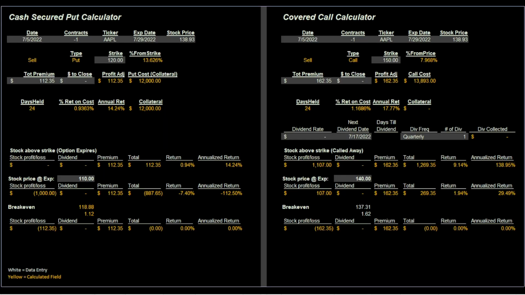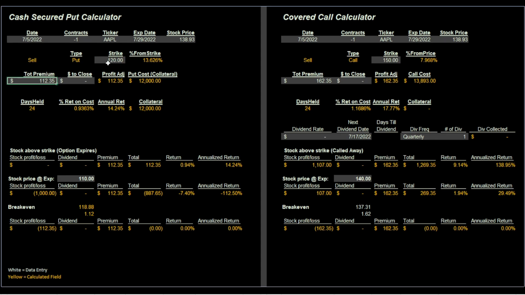So we have our trade set up. Now let's port this over to our spreadsheet and take a look and see if it makes sense. So first off, we've got our date. Simple enough. And I put 7/5. It is actually July 4th, but let's put 7/5 in there. One contract, it's Apple, and there's our expiration that we picked, right? And here's our stock price. So again, I'm just entering 138.93. Simple enough, right? Sell a put, and that's the strike price that we picked as well. $120 strike price.